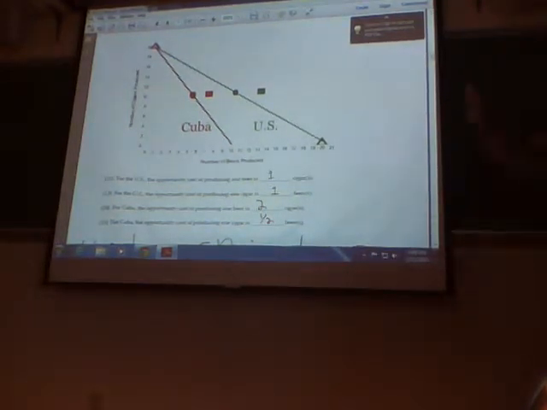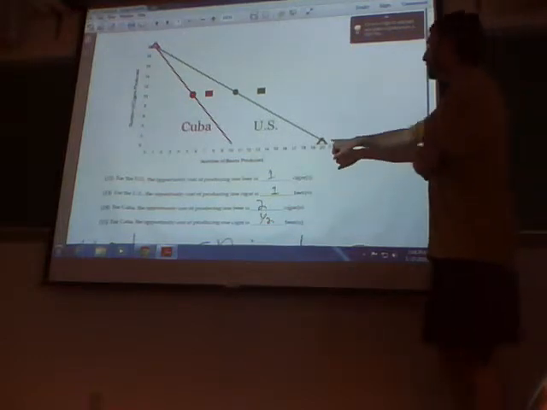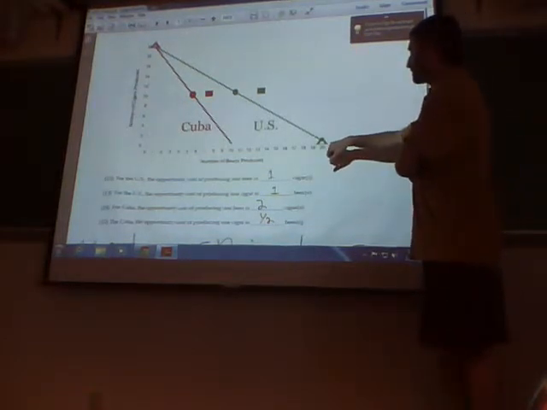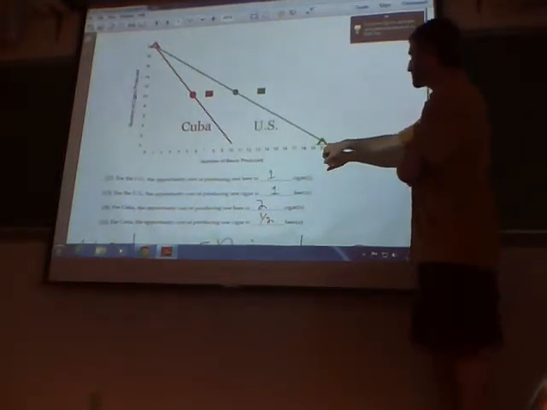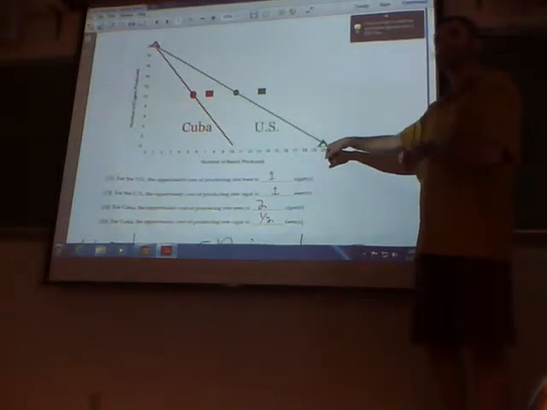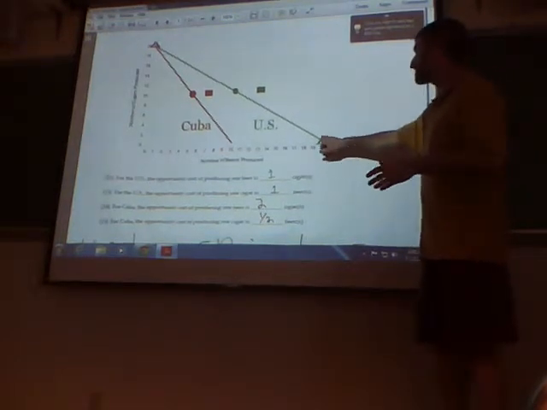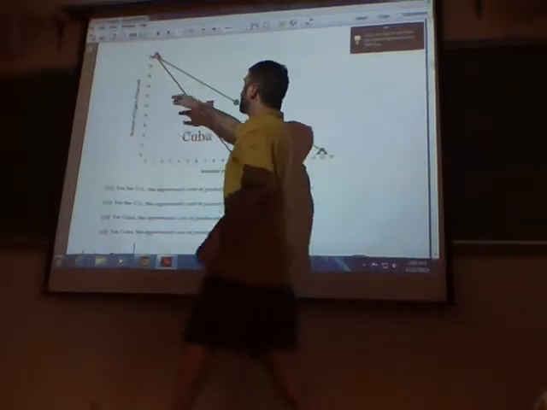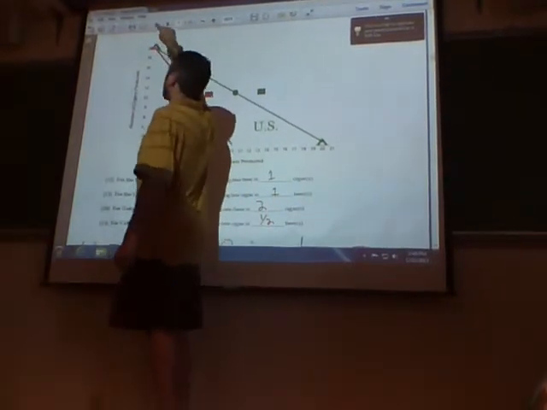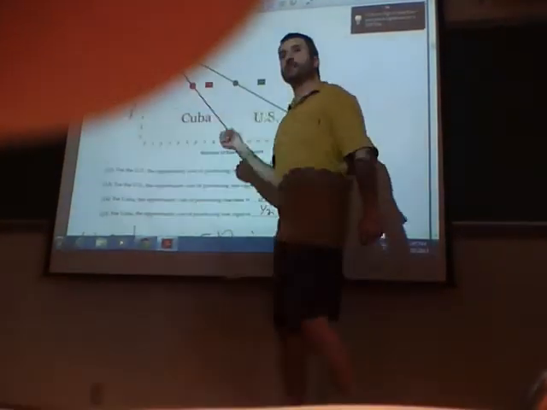And you'll want to make sure, if you don't have different colors, to maybe do a triangle then subscript US to make sure that I know that you know that that's the US point of production. Triangle subscript, or just write the word Cuba and draw a line to it. But you want to make sure you label things clearly.